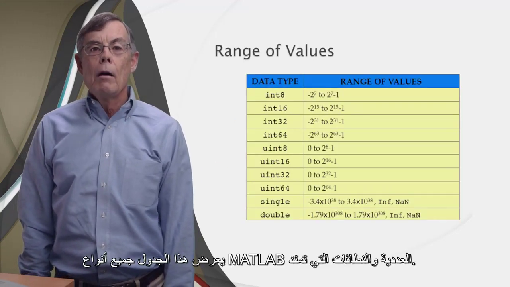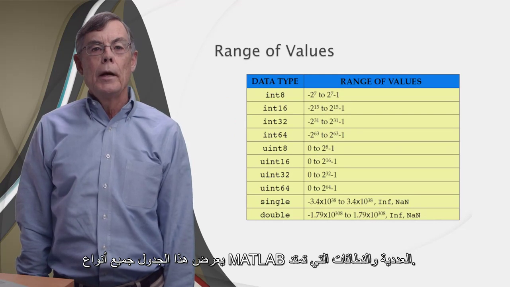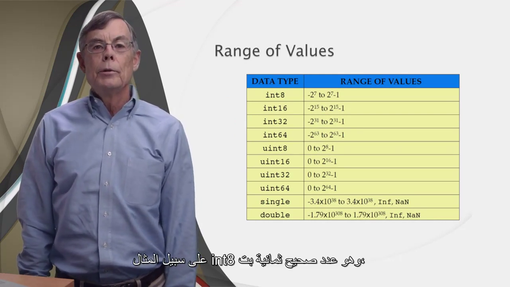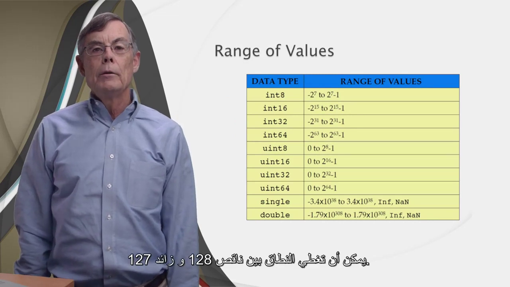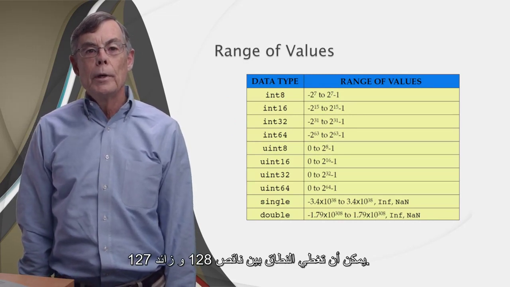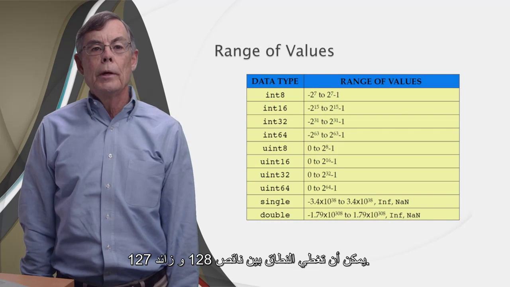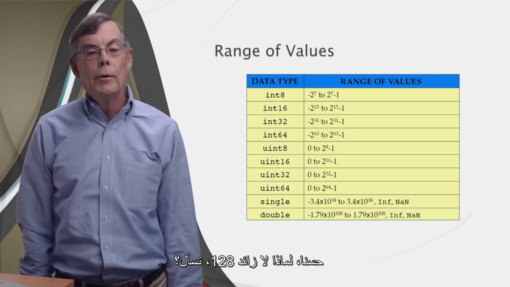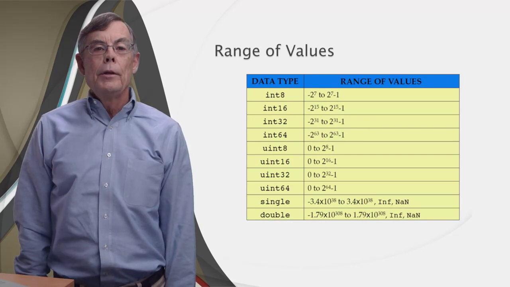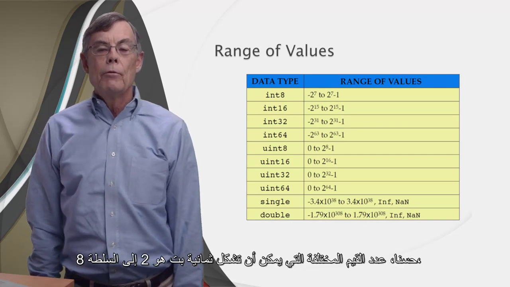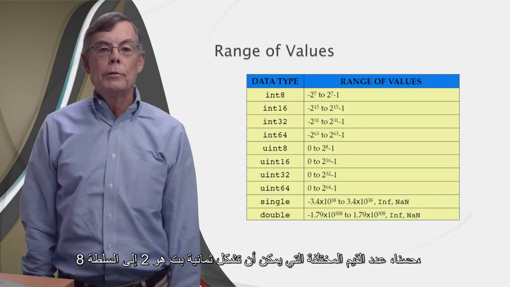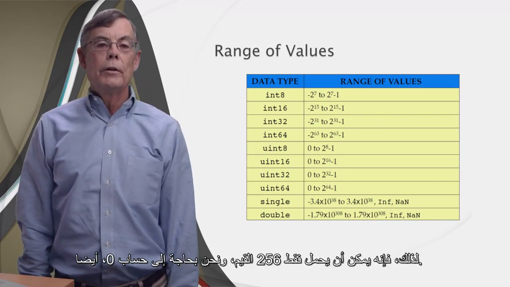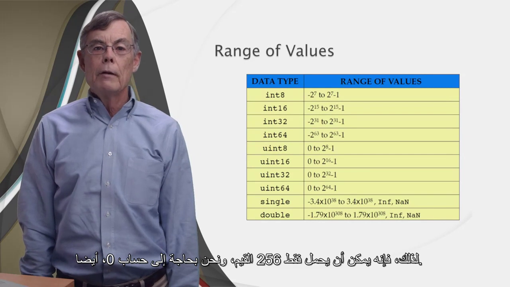This table shows all of MATLAB's numerical types and the ranges that they span. For example, int8, which is an 8-bit integer, can cover the range between -128 and +127. Well, why not +128, you ask? Well, the number of different values that 8 bits can form is 2 to the 8th power, which equals 256. So it can only hold 256 values, and we need to account for 0 too.